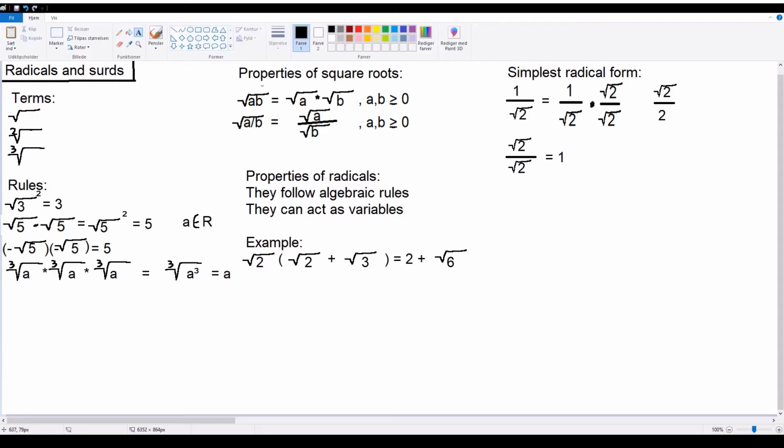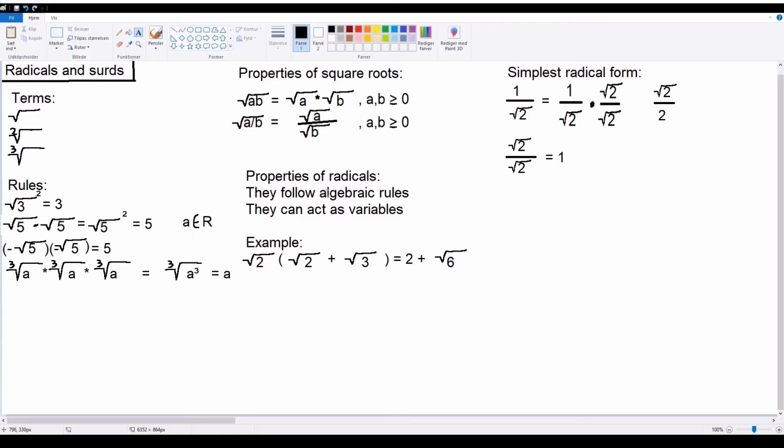Some of the properties of the square roots include that if you have two surds which are multiplied underneath a radical, you can separate the two like this, as long as the surds are equal to or greater than 0. The same goes for division. So as long as they are greater than or equal to 0.